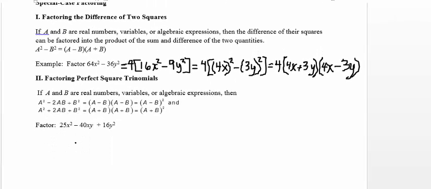So let's take a look at an example. Let's factor 25x squared minus 40xy plus 16y squared. So our first step in factoring should always be to ask the question, is there a greatest common factor other than 1? And notice there's no letter that is common to all three terms, and there is no integer which divides evenly into 25, 40, and 16.